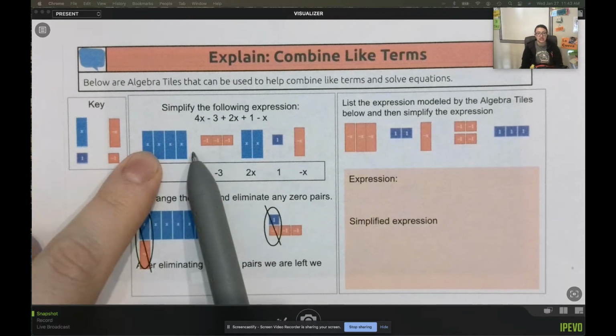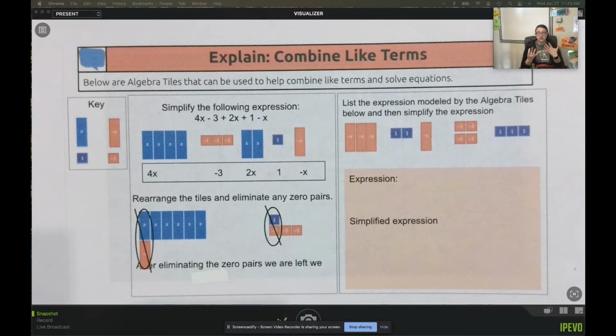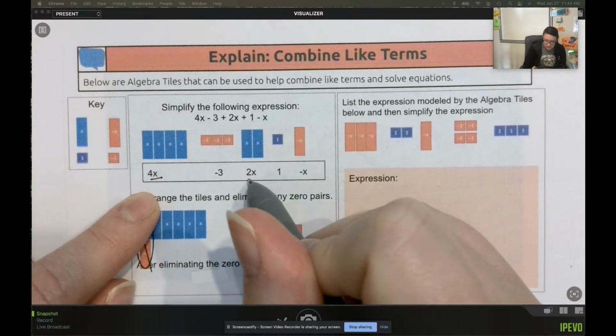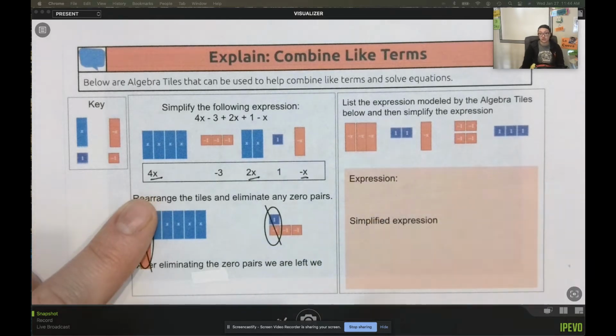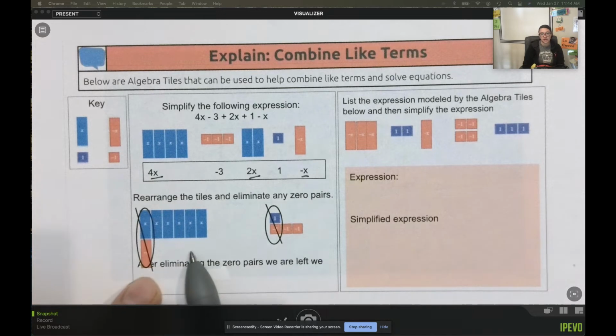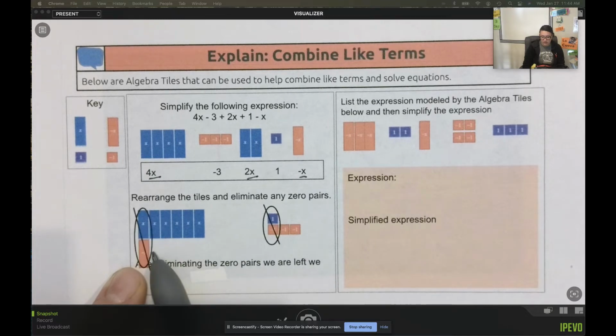I can take each of these chunks and rearrange them together to make the like terms. Like we talked about earlier in class, the x's are like terms because they have that same variable. So if I take all those long bars, all those x's, and put them together, I see I have a 0 pair because I have a negative and a positive. They cancel each other out. So what's left is 1, 2, 3, 4, 5 positive x's.